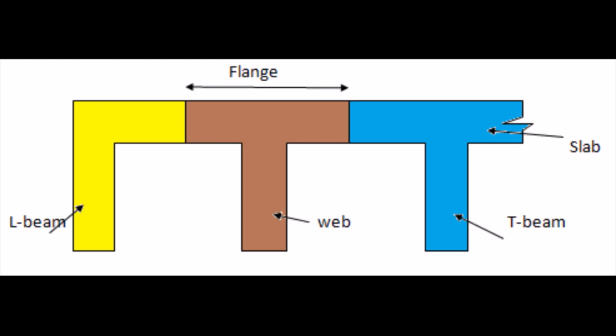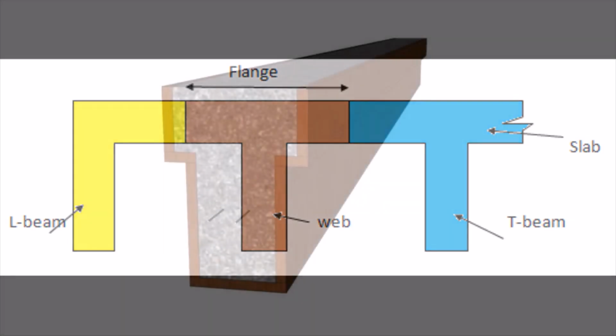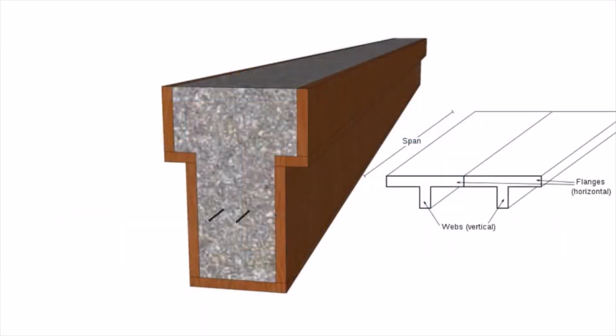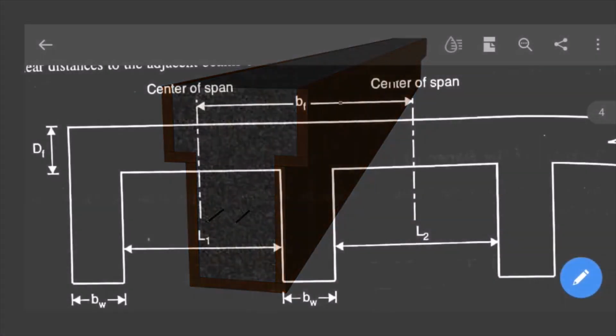To understand the T-beam, you have to know what a T-beam is. Look, T-beams are just the same as simple rectangular beams, which are cast monolithic with the slab, which means the slab and beam are cast at the same time. Due to this, the portion of the slab acts as part of the beam.